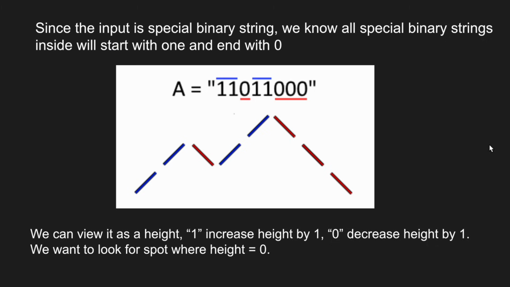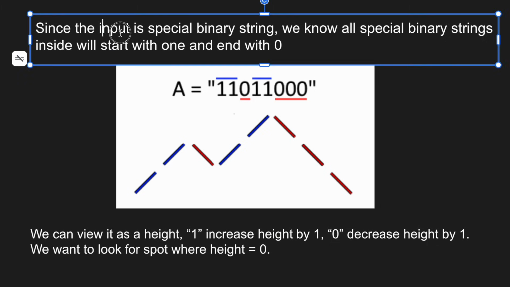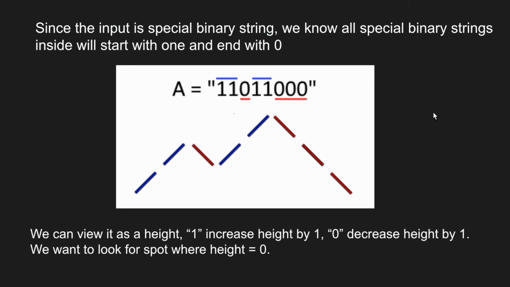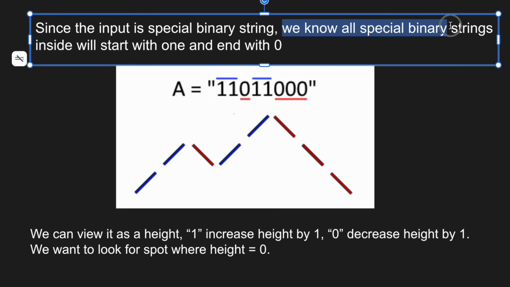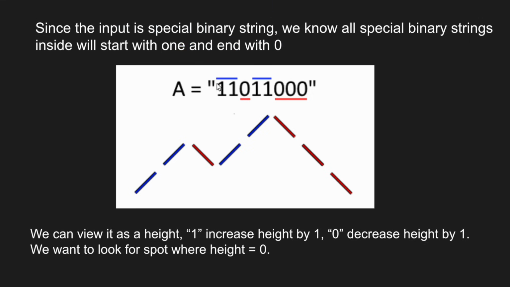So for this problem, we are told that the input itself is a special binary string, which means that each prefix needs to have either more ones than zeros or same number of ones as zeros. So because of that, we will know that all special binary strings inside of this input will start with 1 and end with 0. As you can see, this starts with 1, ends with 0, starts with 1, ends with 0, starts with 1, ends with 0, starts with 1, ends with 0.